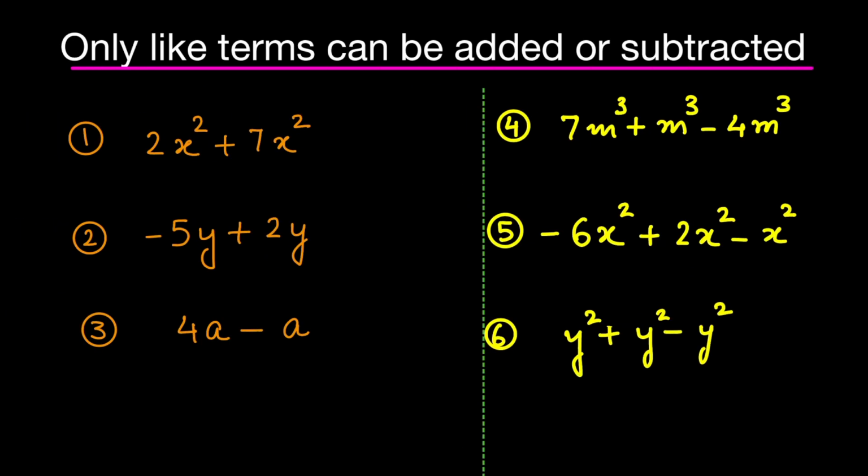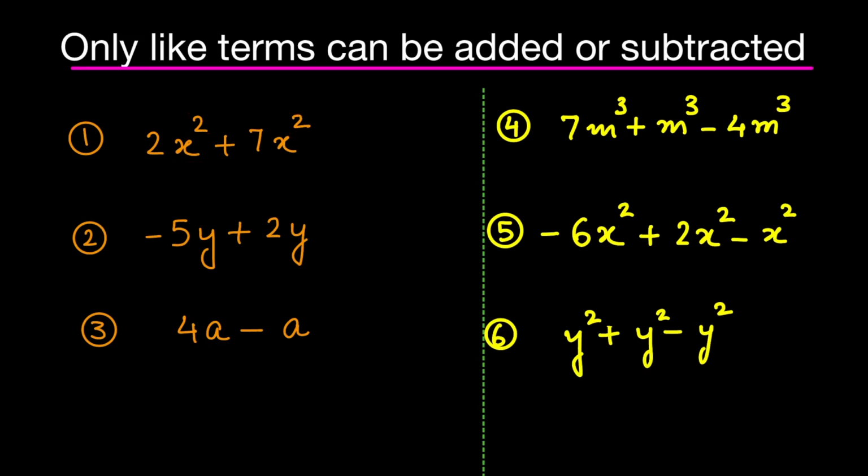Now next is adding and subtracting the polynomials. First thing, only like terms can be added or subtracted. So the first condition is that the terms should be like terms. Only then can we proceed with the addition or subtraction. So we go to the first example. We see here what the variables are. The variable is x, so the variable is the same. What are the exponents? The exponents are the same. So that means we can add them.